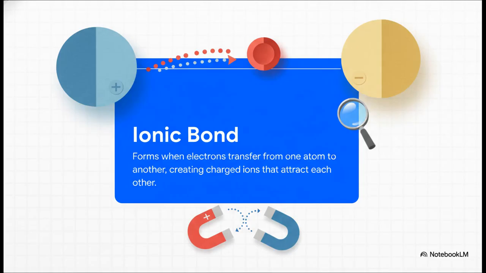The first kind of chemical glue we're going to talk about is the ionic bond. This is what happens when one atom literally gives away one of its outer electrons to another atom. When that happens, you get one positively charged atom and one negatively charged atom. And just like magnets, opposites attract and they stick together.